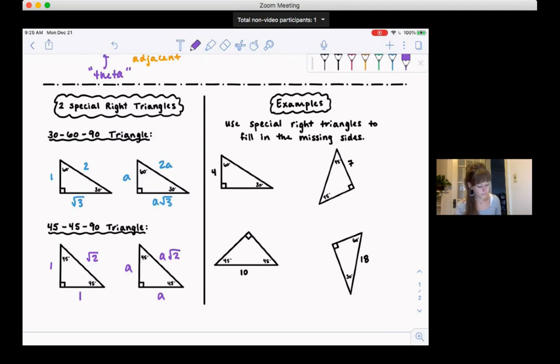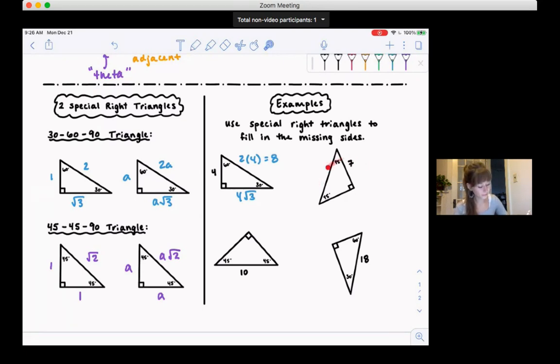Okay, so let's look at some examples. So here we have a 30, 60, 90, and the short leg is 4. So that's the a leg. So we know a is 4. So we can fill in the other sides, right? This side is going to be a times the square root of 3, or in this case, 4 times the square root of 3. And the hypotenuse is 2 times a, or 2 times 4, which is 8. So we were able to fill in the other sides of that triangle.